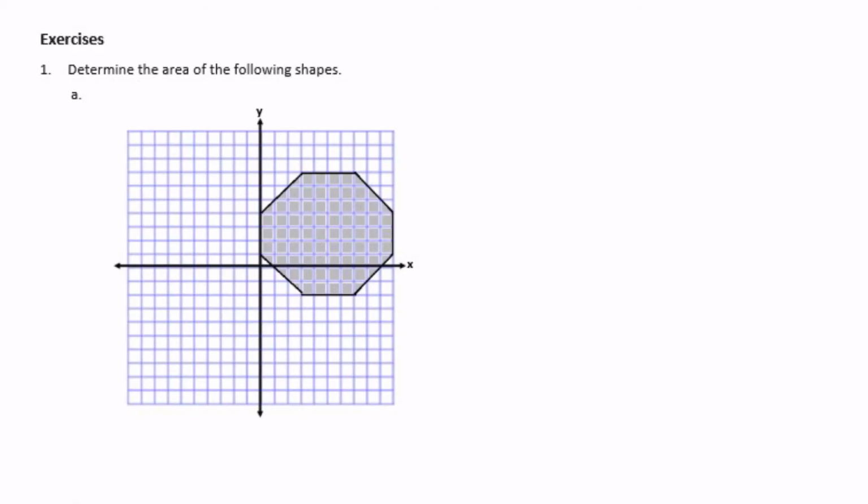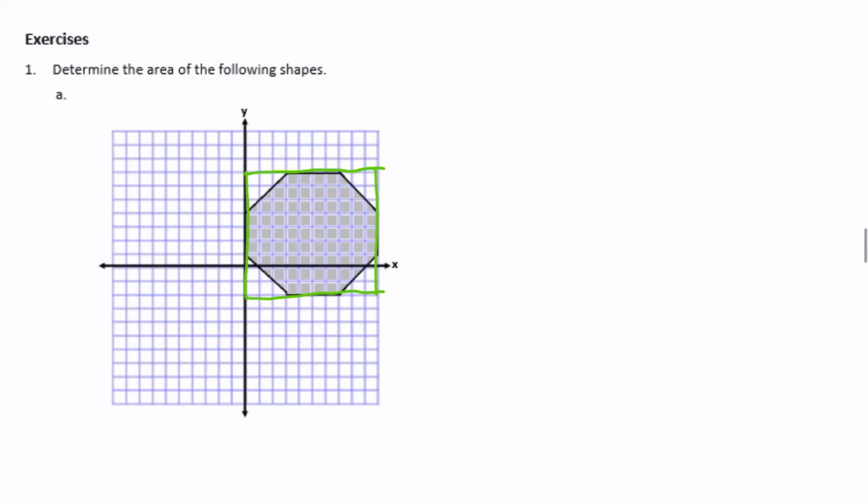Okay, number 1, determine the area of the following shapes. All right, so I think it'd be less pieces since it has 1, 2, 3, 4, 5, 6, I think it has 8 sides. We have an octagon, so I'm going to use the rectangle method here. I'm going to find the area of the rectangle and then subtract these right triangles on the outside.